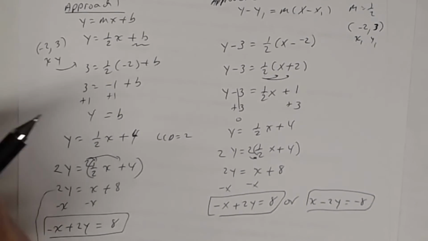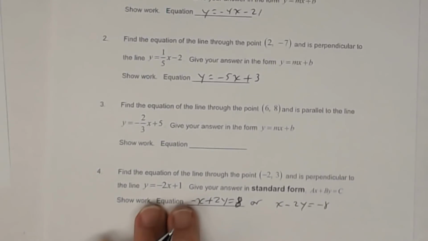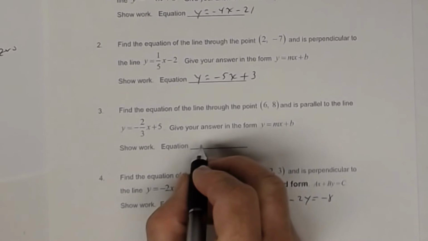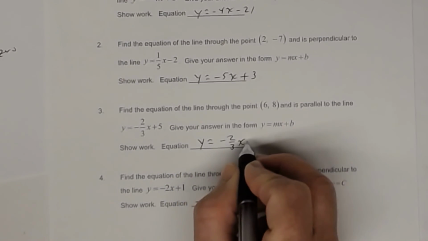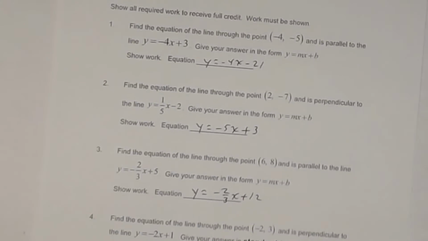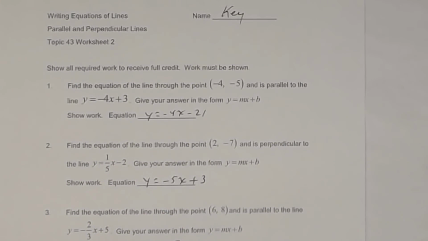So it's important to know standard form as well, how to write an equation in standard form. All right, and remember the equation for number 3 was y equals negative 2/3 x plus 12. Okay, so that is the key to this worksheet.